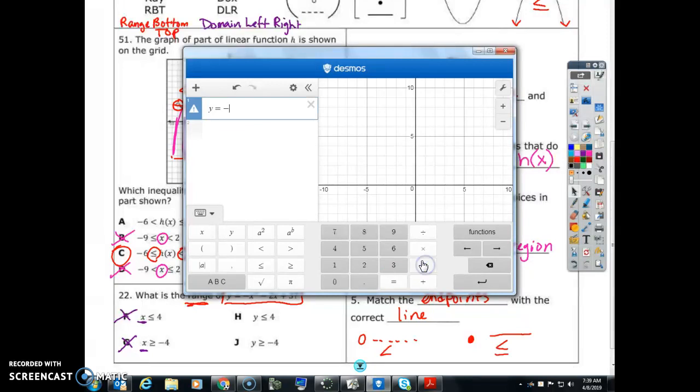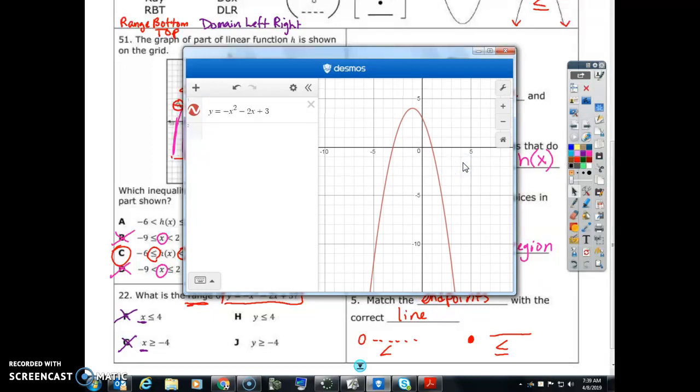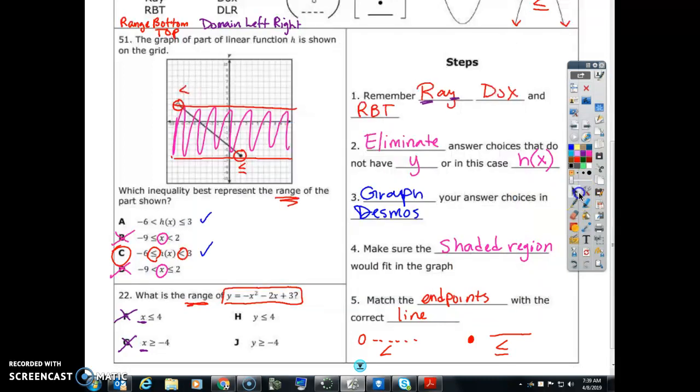Y equals -x squared minus 2x plus 3. This is what it looks like. It's going downward, so it's less than or equal to. If you don't know that, then you need to graph the answer choices. So I'm going to graph this one, and then I'm going to graph this one.